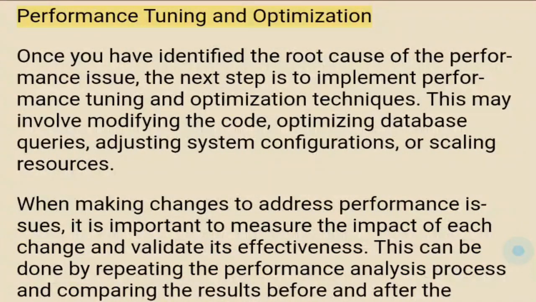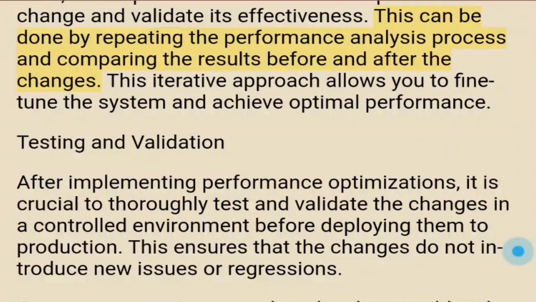Performance tuning and optimization. Once you have identified the root cause of the performance issue, the next step is to implement performance tuning and optimization techniques. This may involve modifying the code, optimizing database queries, adjusting system configurations, or scaling resources. When making changes to address performance issues, it is important to measure the impact of each change and validate its effectiveness. This can be done by repeating the performance analysis process and comparing the results before and after the changes. This iterative approach allows you to fine-tune the system and achieve optimal performance.